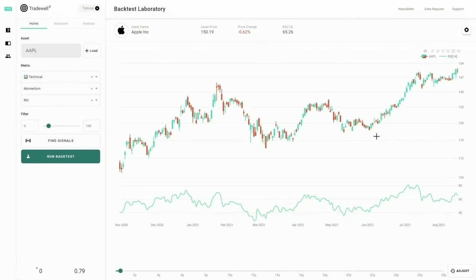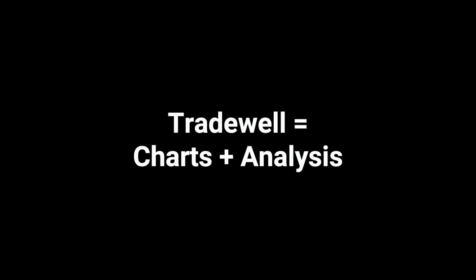Now, if you're like most traders, you look at chart patterns to decide whether or not to buy or sell. The problem with this approach is that charts aren't very smart. They can't tell you whether your decision to buy or sell is actually a good decision, because charts don't provide analysis. If charts were smarter, they'd reveal numbers and probabilities behind the patterns, and they'd do this instantly, without asking you to write code. And that is exactly what Tradewell does.